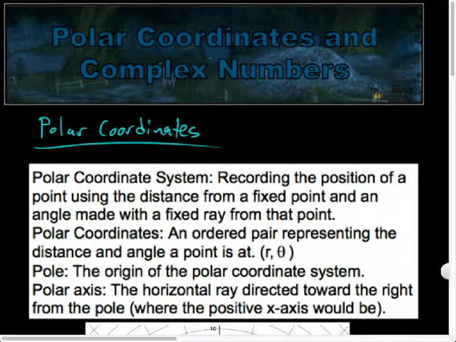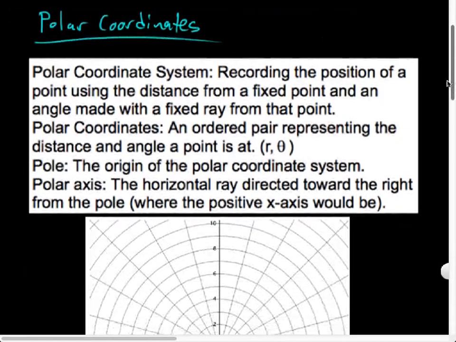Greetings and welcome, friends. Today we're starting a brand new zone called polar coordinates. All right, so you've never heard of those before. And complex numbers, you've definitely heard of them. Those are the imaginary ones, or the hybrid part real, part imaginary numbers, right? So polar coordinates is what we're going to talk about today.